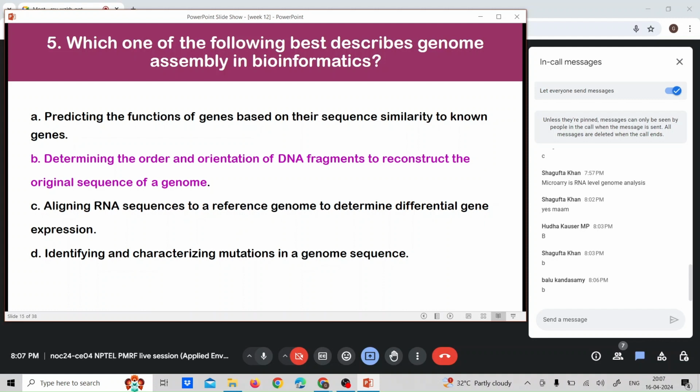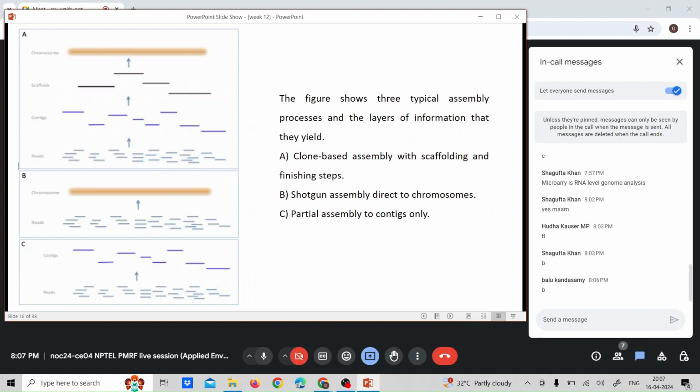So, as rightly mentioned, genome assembly can be described as determining the order and orientation of DNA fragments to reconstruct the original sequence of the genome. The other options do not convey this meaning based on what a genome assembly is. So, B best describes this.